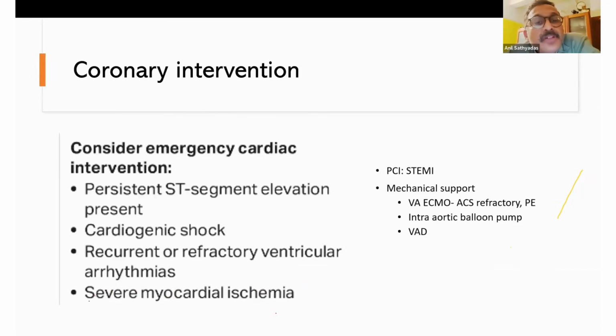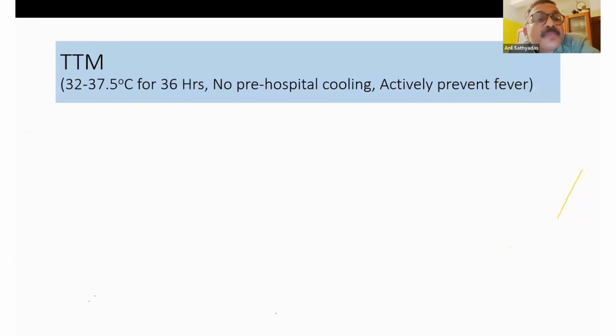So what are the indications for cardiac interventions? Persistent, I think we already said, cardiogenic shock. You have ST elevation, refractory arrhythmias, and severe myocardial ischemia. What do you do? You do a PCI for STEMI. And there are other options like mechanical support. You can go for a VA ECMO if the ACS is refractory. If you have a pulmonary embolism, again, that is one situation where you think of eCPR. You have the option of intra-aortic balloon pump and ventricular assist devices.